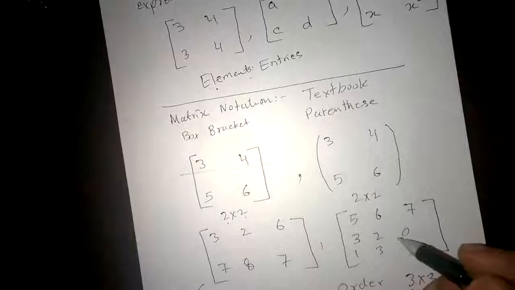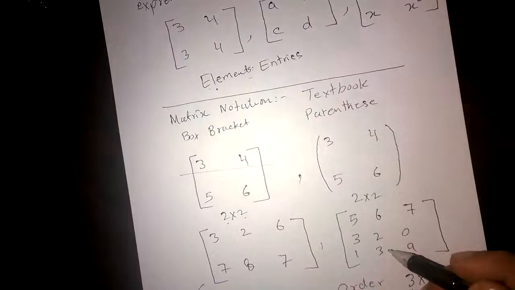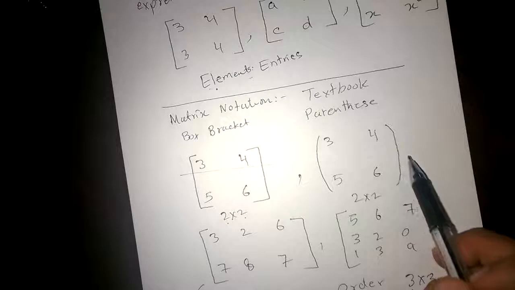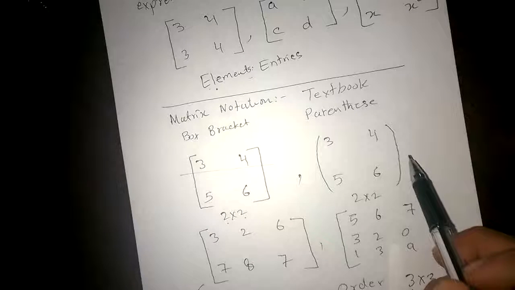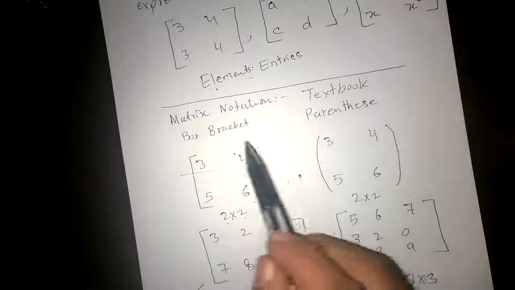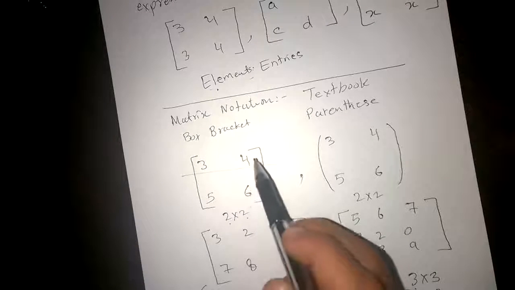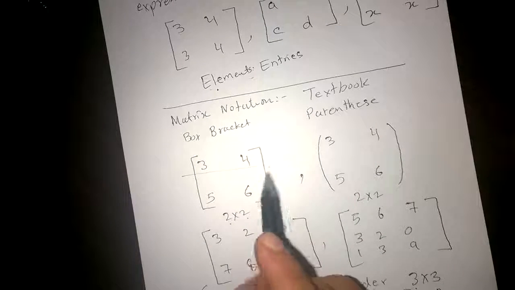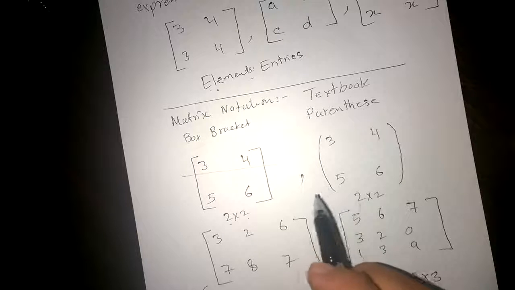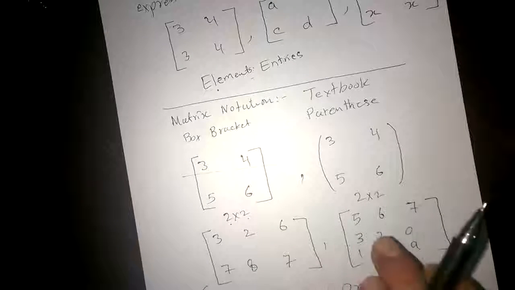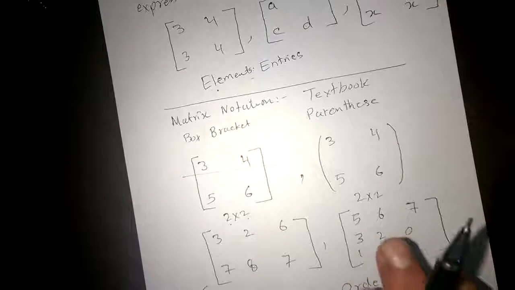Alright, the next thing I want to discuss is notation. Now in certain textbooks they use parentheses to represent a matrix, or the box bracket notation to represent a matrix. Both are the same. There is nothing special about either of them, it is just notation.